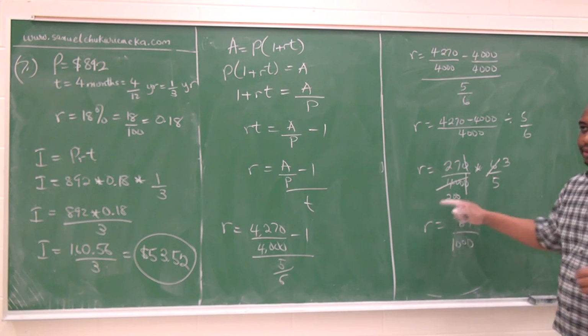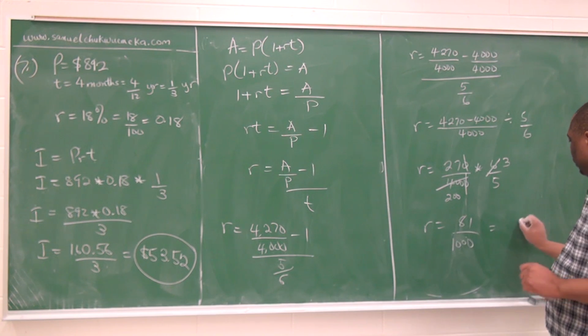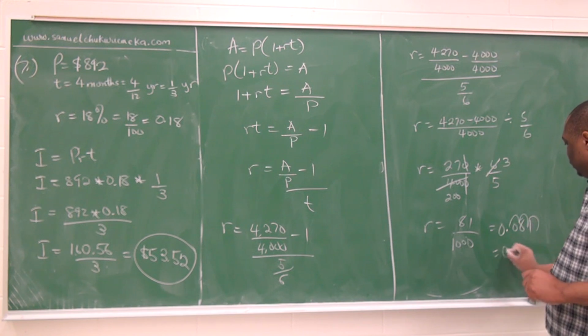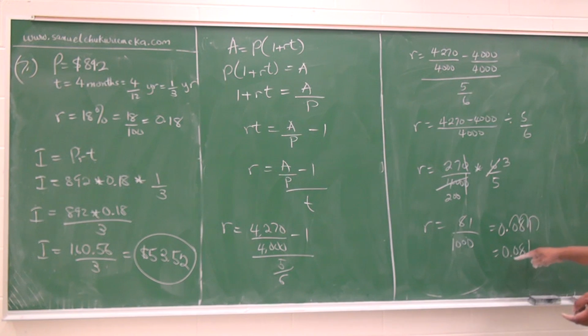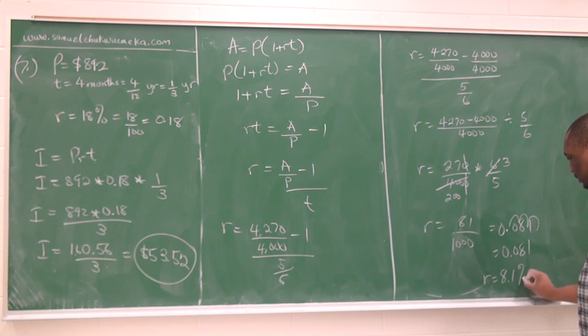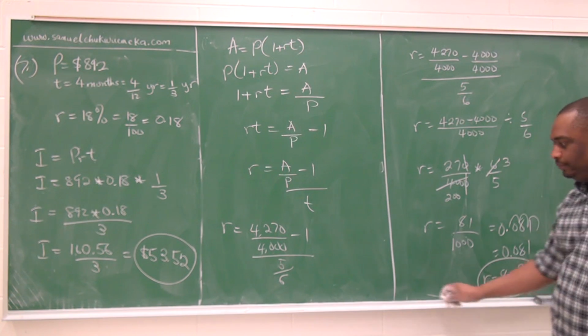So you move the decimal backwards 3 places. This will be 81, then 1, 2, 3, 0.081. And then when you multiply it by 100, you move 2 places. So R will be 8.1%. You multiply this by 100, 8.1%.